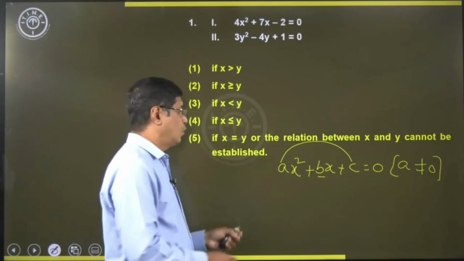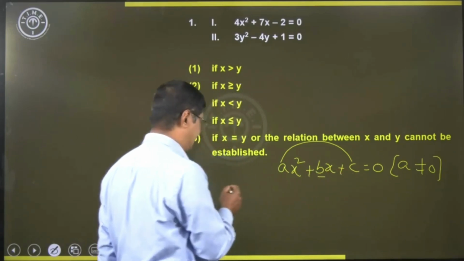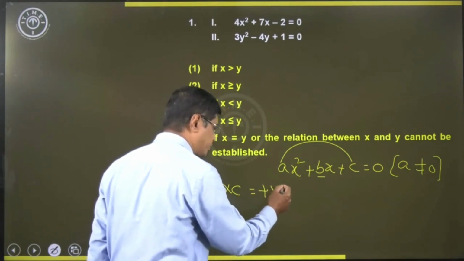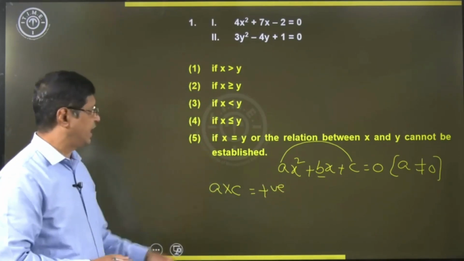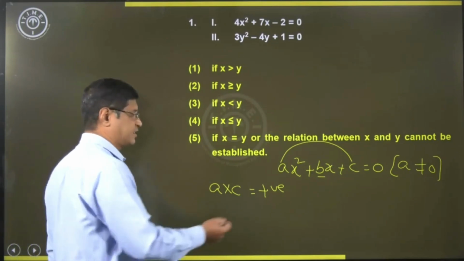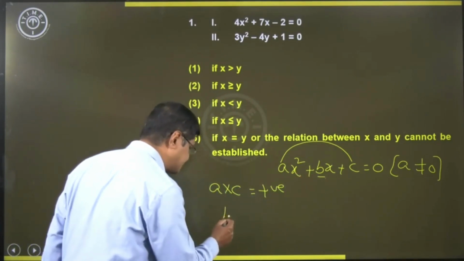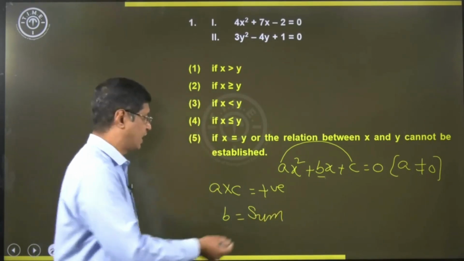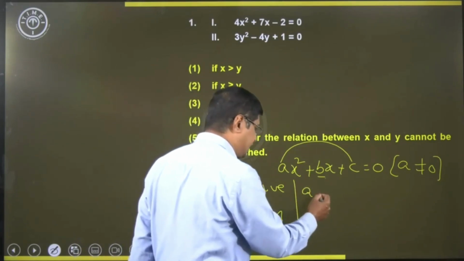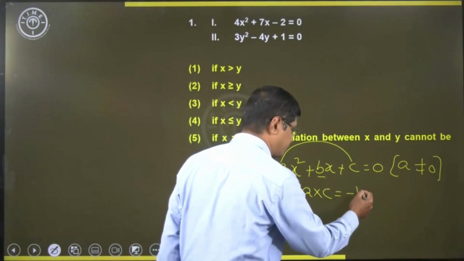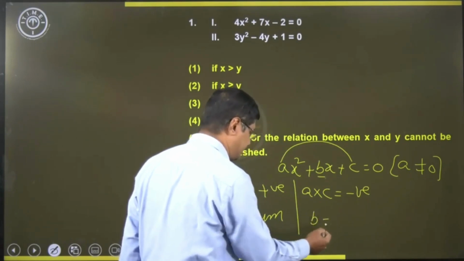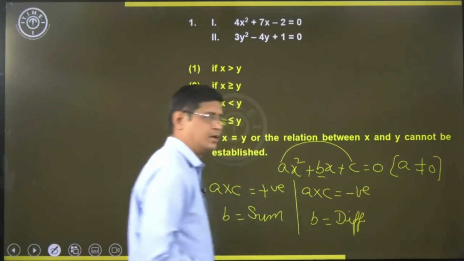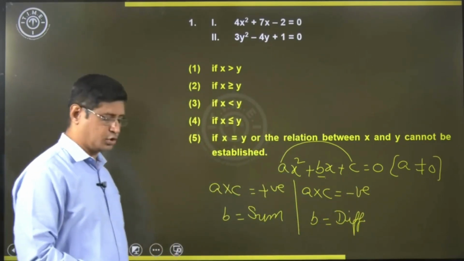Okay. Now if the product of a and c is positive, then the middle term will be the sum of the two factors. When the product of a and c is negative, then what about the middle term? The middle term is the difference of the factors. By using this logic, now we will solve the questions one by one.